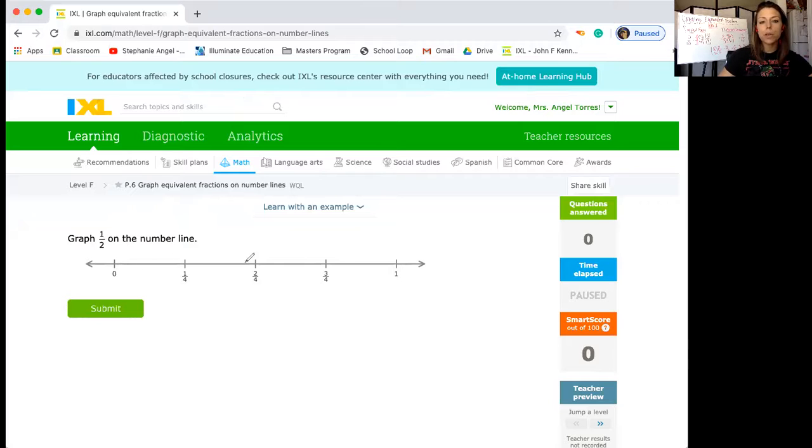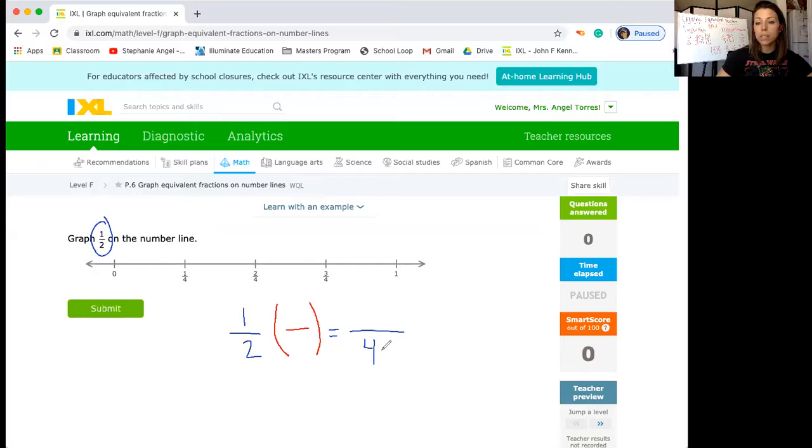So this number line is broken up into fourths. We have 1/4, 2/4, 3/4, and 4/4. And we need to graph 1/2 on a number line. So algebraically, we're trying to change 1/2 into a number of fourths. So if I wanted to do this kind of like the long way or the algebra way, I would multiply this by a big 1 to create a number of fourths.